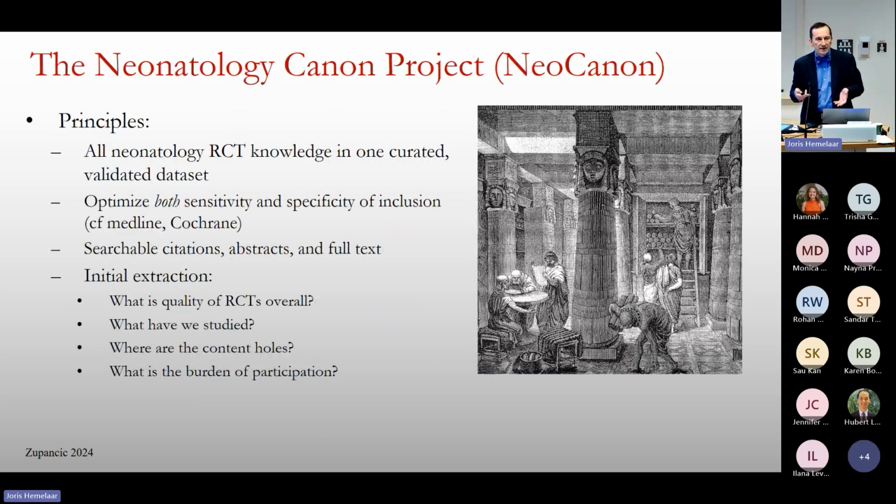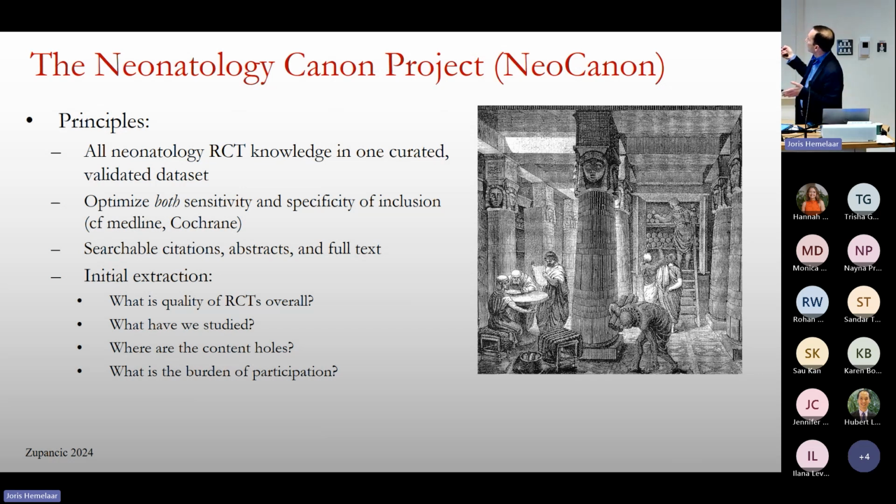Is the quality of our studies suboptimal? Are we asking the wrong questions? Are we doing the studies incorrectly in the wrong domain? And so we undertook this project that's been going on now for a number of years, called the Neonatology Canon Project, which was really targeted at putting all neonatology RCT knowledge in a curated, validated data set.